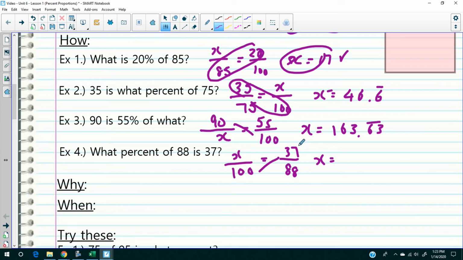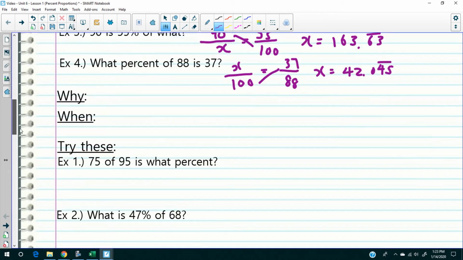3,700 divided by 88. What is that? 42.04545. This is very interesting. All these crazy repeating numbers. So let's see. 42.0 what? 454545. So 45 repeating. Okay. So this is interesting. Very educational. All right. So let's scroll down.